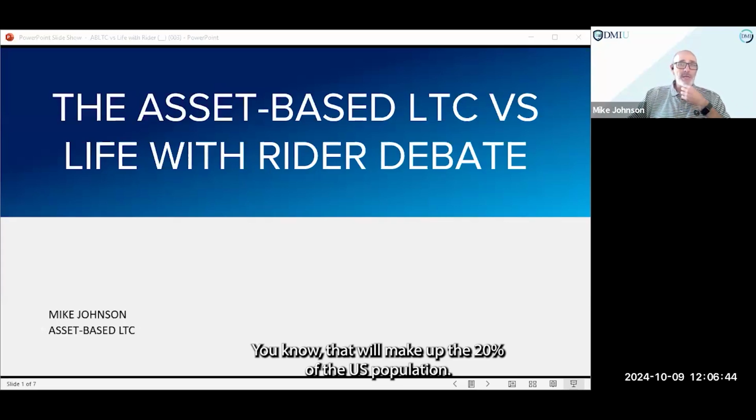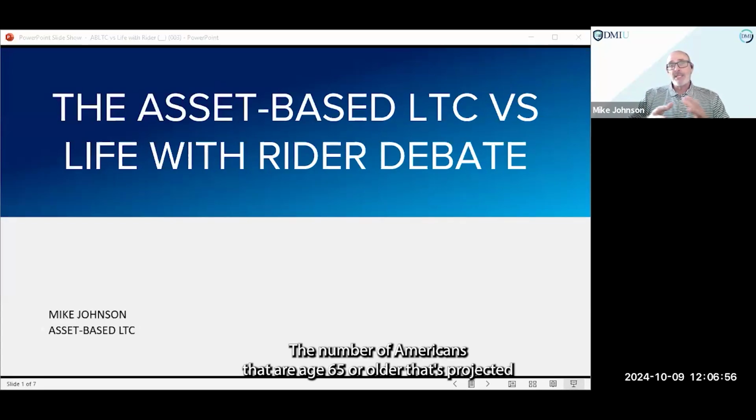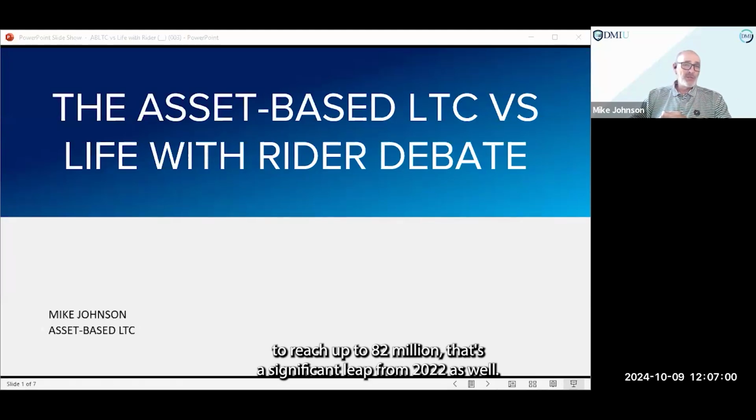That will make up to 20% of the US population. That's up significantly, up from 17% in 2022. In 2050, the number of Americans that are age 65 or older is projected to reach up to 82 million. That's a significant leap up from 2022 as well. That represents 23% of the US population.